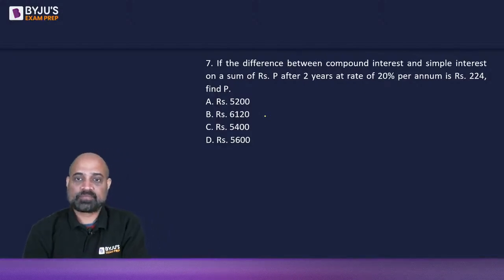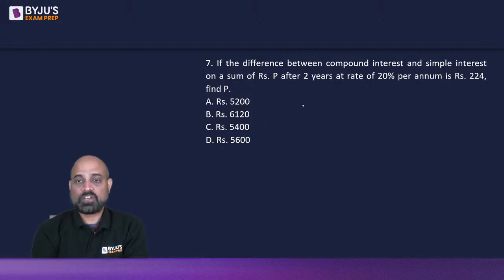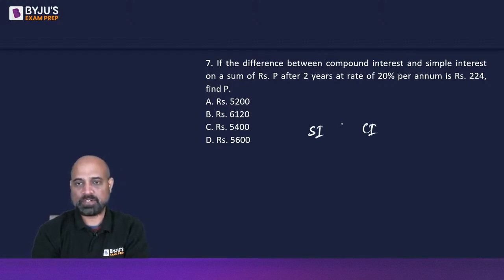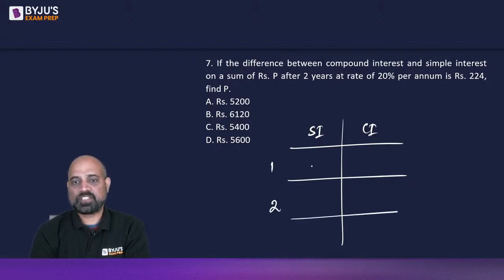Next question. If the difference between compound interest and simple interest on a sum of rupees P after 2 years at the rate of 20% per annum is rupees 224, we need to find P. So we have got simple interest and compound interest. Let me write below a little, simple interest and compound interest. And if you're talking about 2 years only, so what happens in the first year is simple interest and compound interest, they both are A.